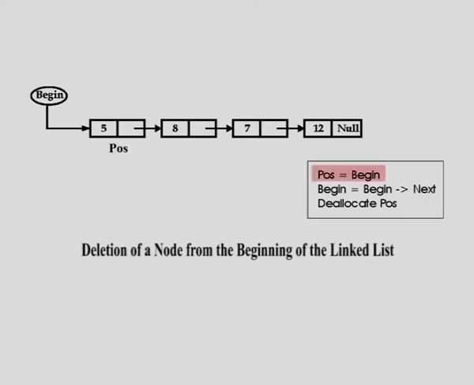Firstly, store the address of first node in a pointer variable, say pause. Then the list pointer variable begin is set to address of second node. Here the variable begin will have address of node 8. At this stage, the node 5 is not the part of the linked list and it is deallocated as the address of this node is in variable pause.